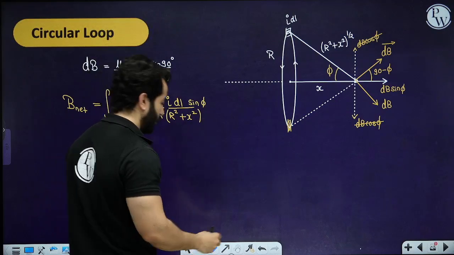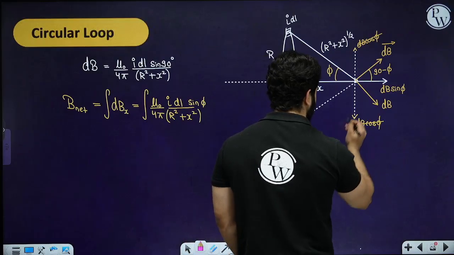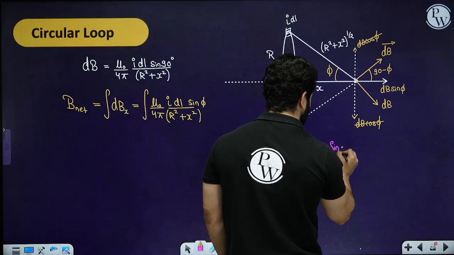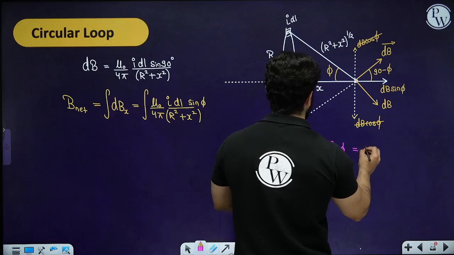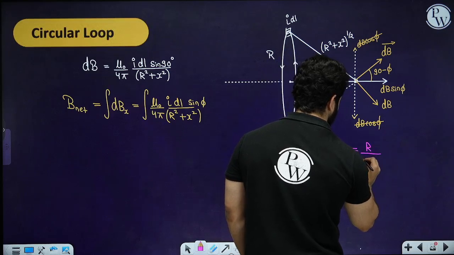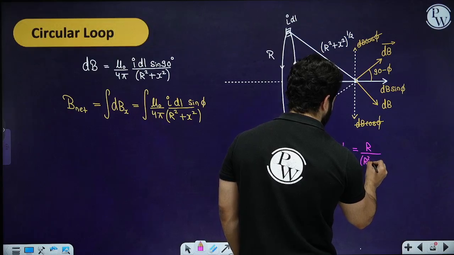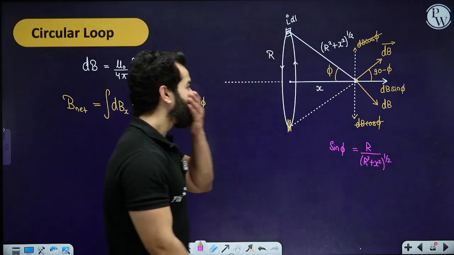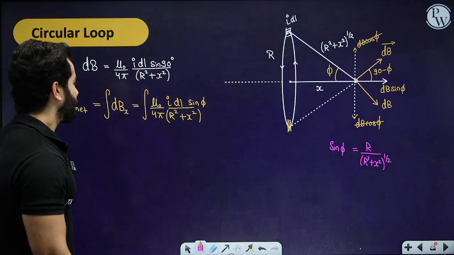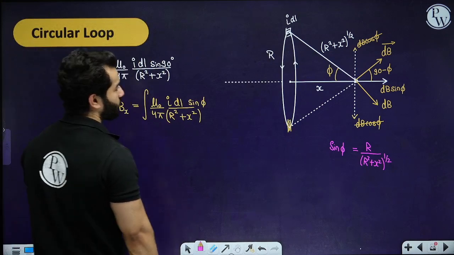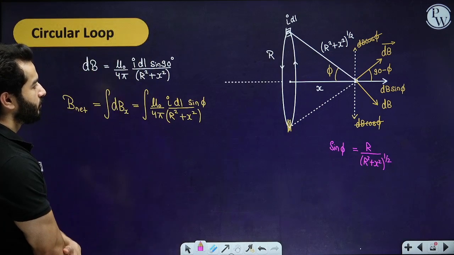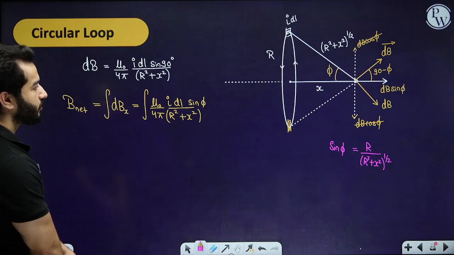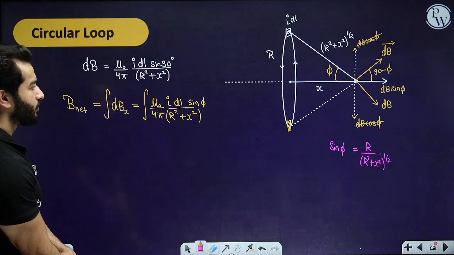That's it. And if you'll closely see over here, I can write sine phi as perpendicular r upon hypotenuse, that is, root of r square plus x square. Hopefully everything's clear, right? Tell me if you have any doubt.